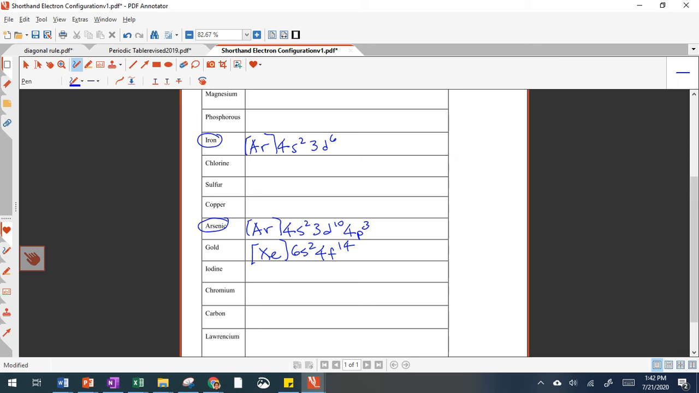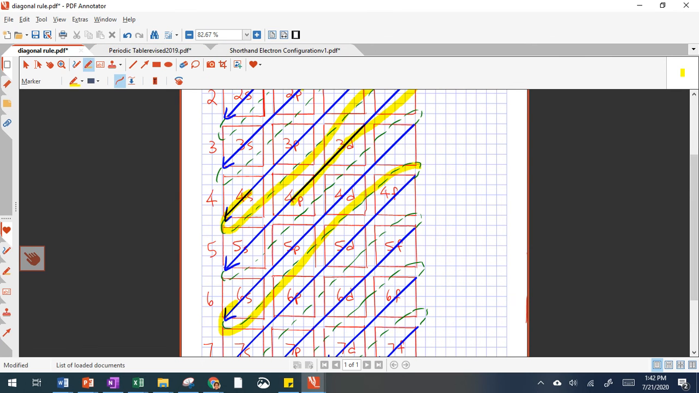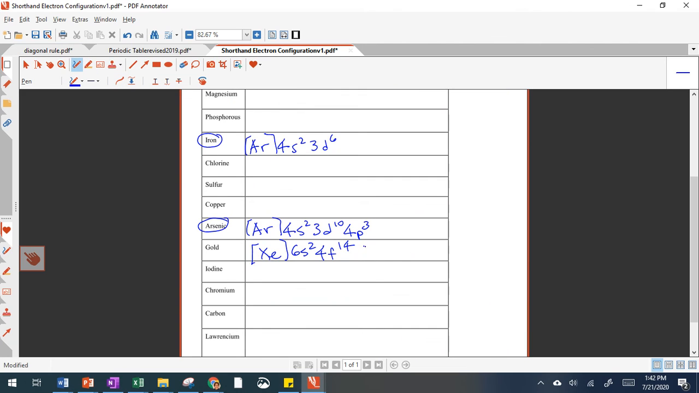Then what would come after that, using our diagonal rule, after 4f is 5d. We have 9 in 5d, so it'd be 5d9. Remember, this is a column where we have an exception. So we're going to actually change this to 6s1 and change this to 5d10. You notice we did not take anything out of the f. We just do it between the s and the d. And that's our shorthand configuration.